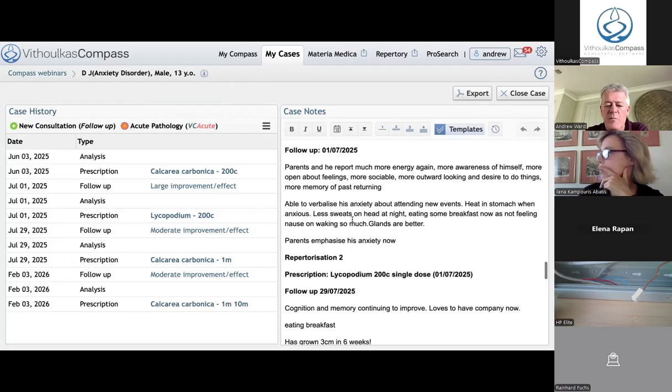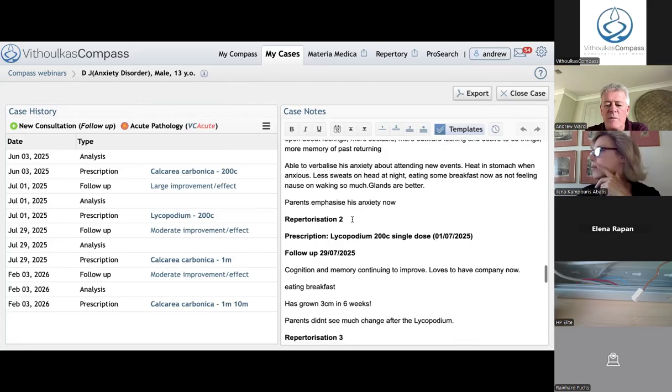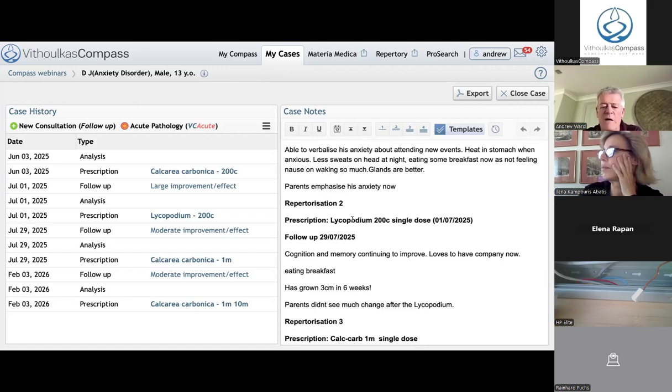Actually, what I did at this point is gave lycopodium 200, single dose. We know lycopodium follows calcarea often and nicely. So this was given 1st of July, follow-up 29th of July. Cognition and memory continuing to improve. Loves to have company now, eating breakfast. Has grown 3 centimeters in 6 weeks.